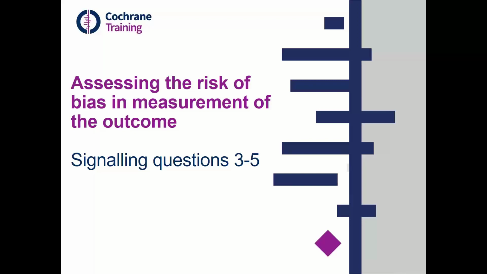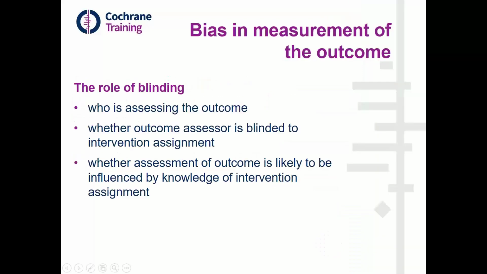The question relating to signaling questions 4.3 to 4.5 has to do with differential misclassification or differential measurement errors, and can be reformulated as basically to do with who is assessing the outcome, whether the outcome assessor is blinded to the intervention assignment or not, and whether that makes a difference, whether the assessment is likely to be influenced by a knowledge of intervention assignment. That latter part is something new in the previous version of the tool.